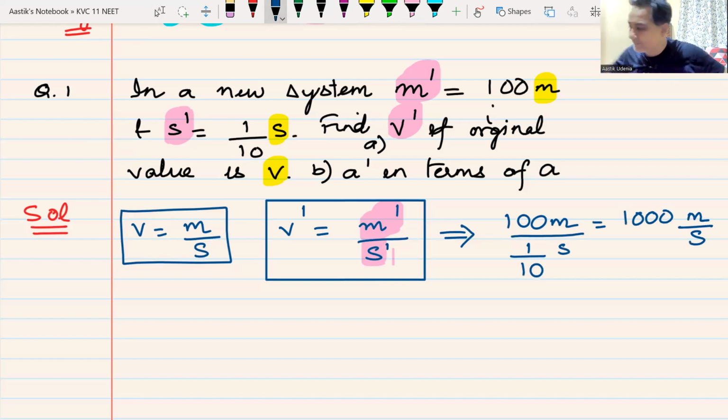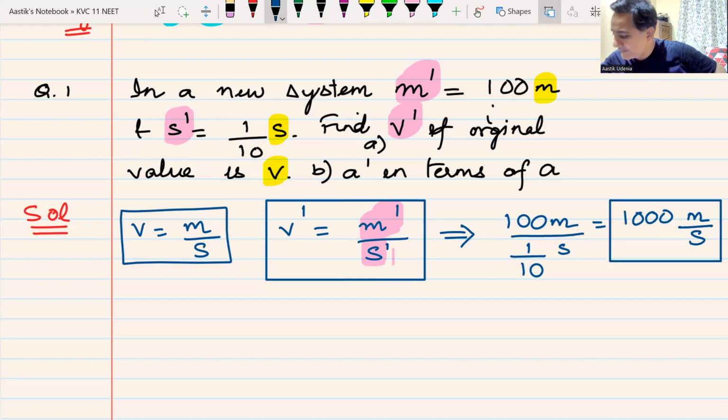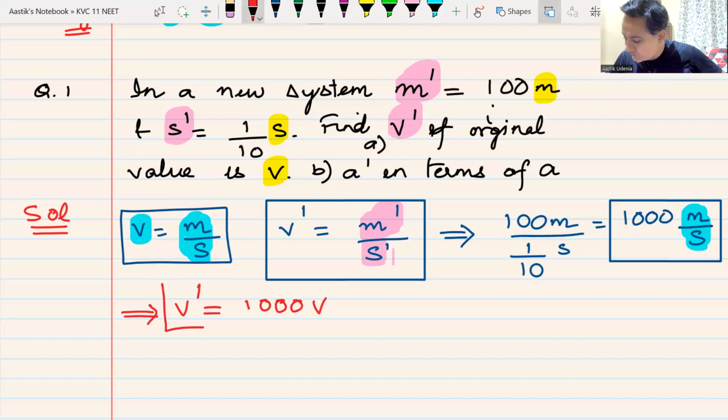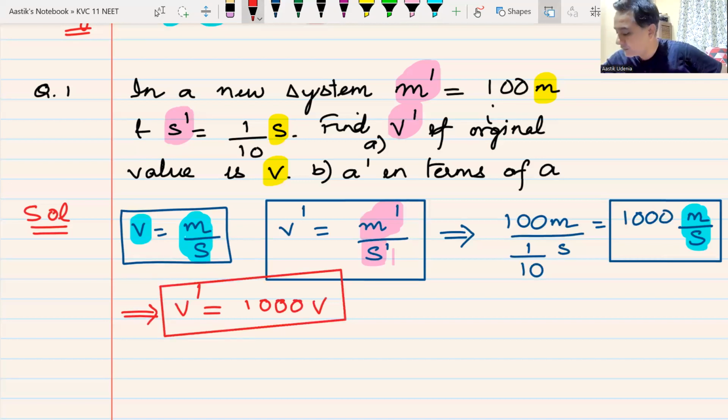Do we understand this? Now meter per second, as you can see, my dear friends, is my original velocity V. So the simple answer is my new velocity V dash will be 1000 times the original velocity V. Do we understand this?